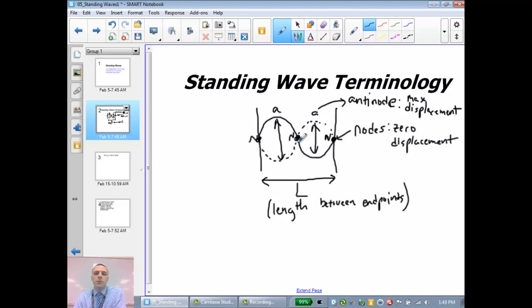What I'd like you to do right now is take a look at a brief animation of different frequency standing waves that are all somewhat related to one another, and they occur within the same endpoints. So take a look at this little animation on a harmonic series.